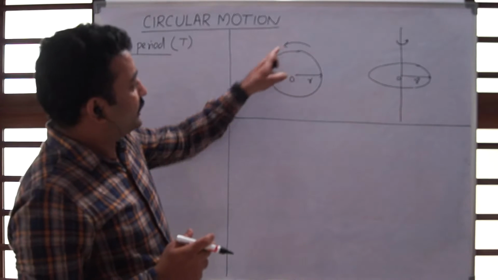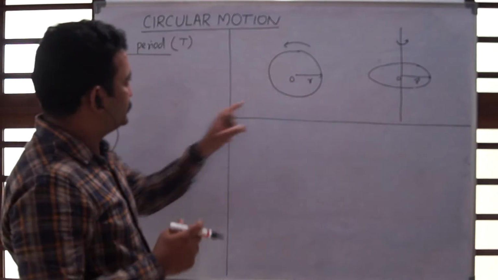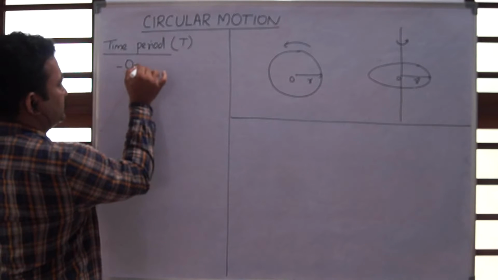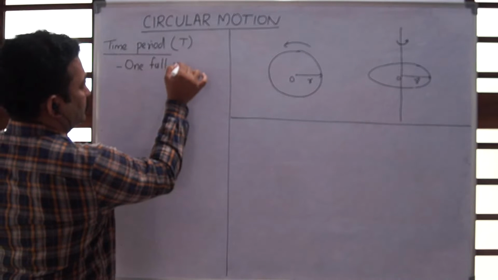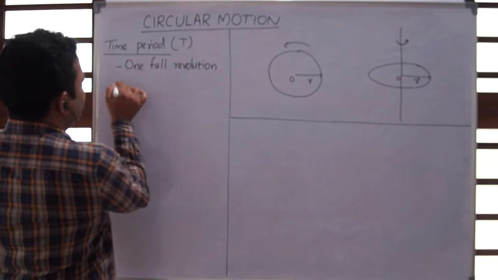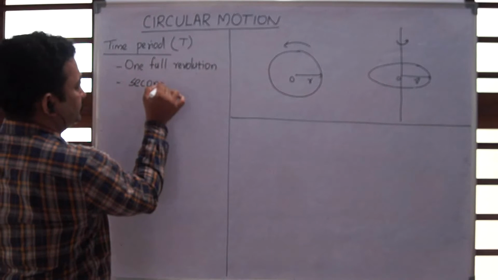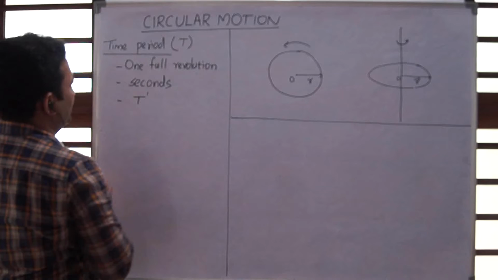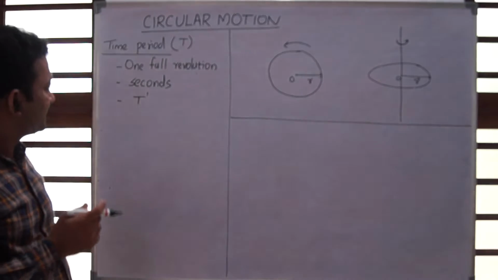So if the particle is moving like this, the time taken by the particle to complete one full revolution, the time for one full revolution, is known as time period. Obviously, this is represented in seconds, and its dimensional formula will be T to the power 1. This is the very basic aspect that we must have studied in lower standards.